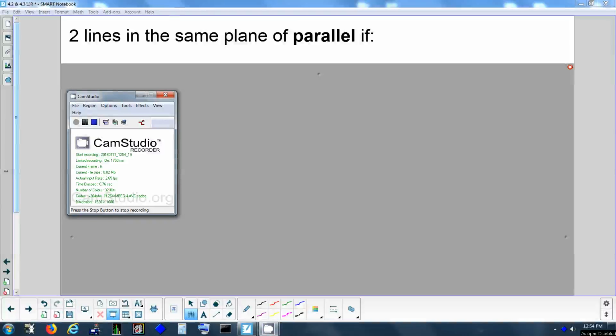All right, so we're going to continue looking at parallel lines. So we're at section 4.3. After we do parallel, we're going to look at perpendicular.